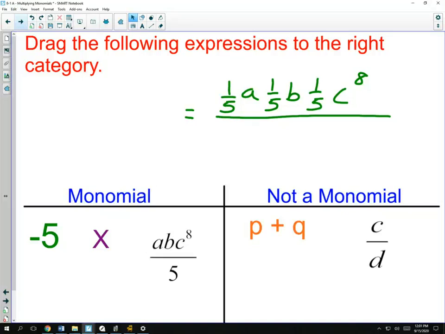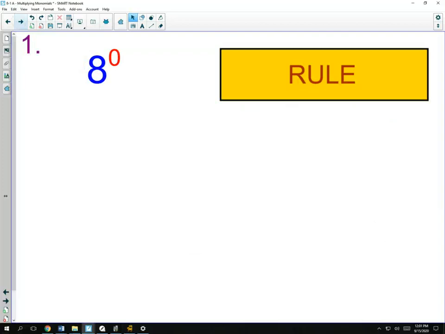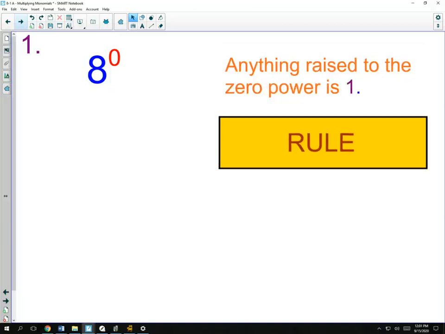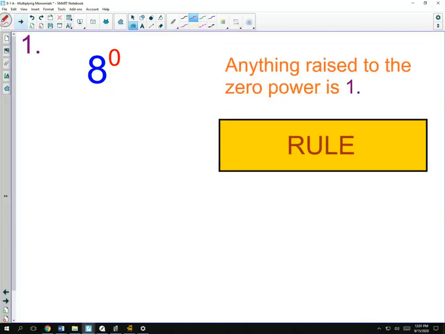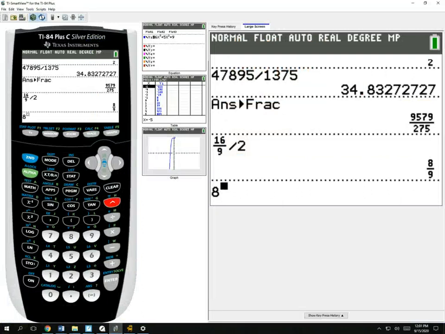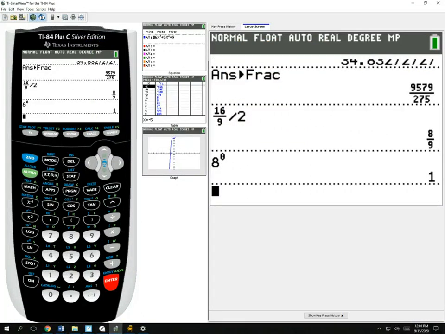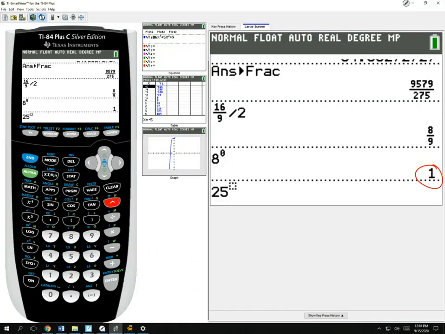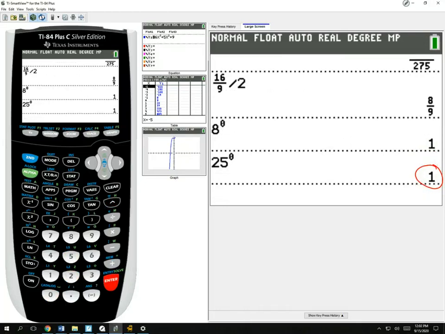Okay? All right. One thing we need to first recognize is anything raised to the 0 power is the number 1. If you raise anything to the 0 power, it is 1. Let me prove that to you in our graphing calculator here. If I raise 8 to the 0 power, what number do I get? Ha! I get a 1. What if I take 25 and raise that to the 0 power? It's just the number 1.